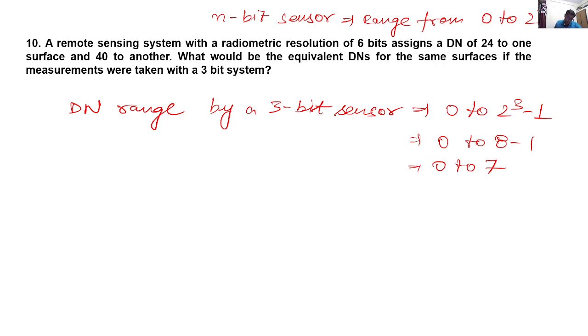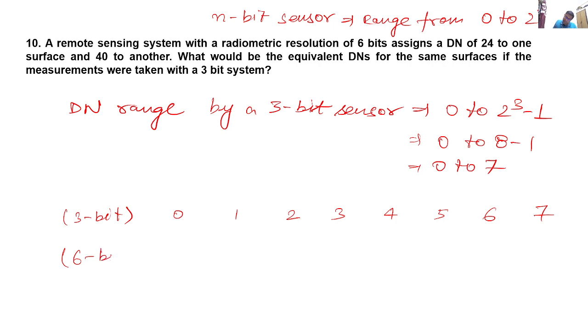So for a 3-bit sensor, let us just write the DNs. DNs should always be integers. They are never fractional terms. So it can range from 0 to 7: 0, 1, 2, 3, 4, 5, 6, 7.